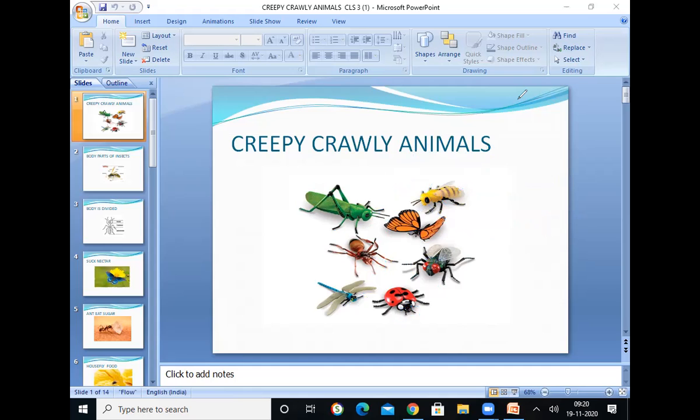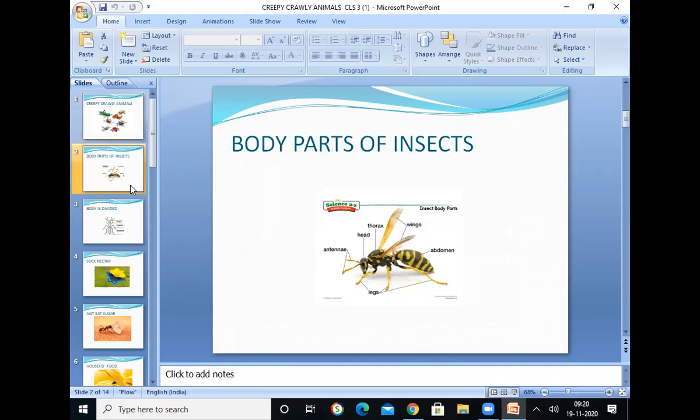Now we are going to look at our second one. Yes, body parts of the insect. In your textbook also they have given the body parts of the insect. It is the most important diagram. Please try to draw it. Today's topic is also that only. Body parts of the insect as well as parts of the leaf. These two you should draw.